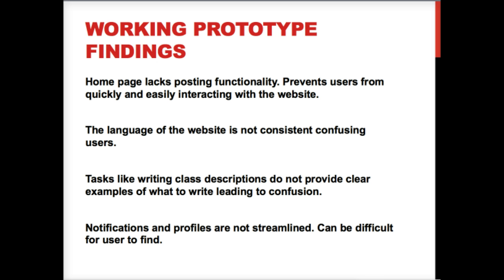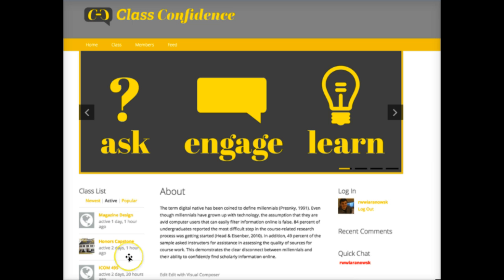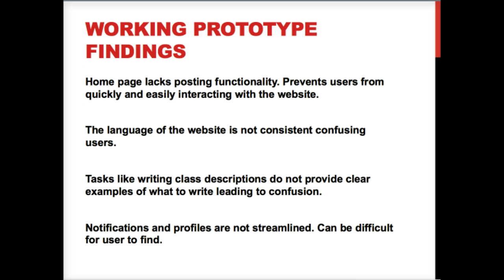So now we're going to go over some of the working prototype findings. So the home page lacks posting functionality, and this was an issue for the users because they don't necessarily want to go to the feed or to a class to make a post right away. They just want to have that functionality right away. So that was a big issue with a lot of the users.